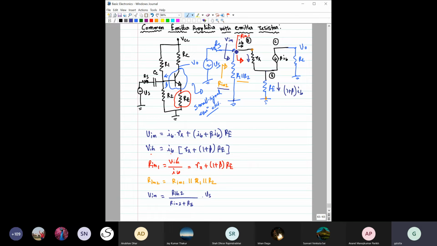Okay. Now again, see this. What is V in? V in is the voltage drop across this. So that V in is the voltage drop across this, right?